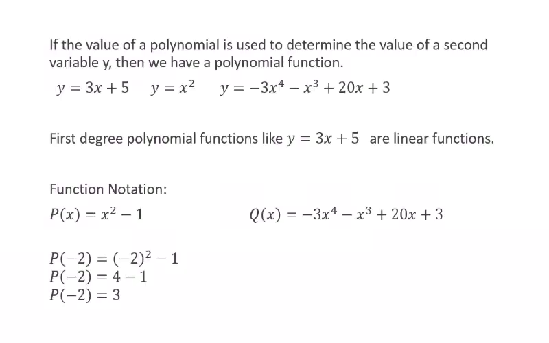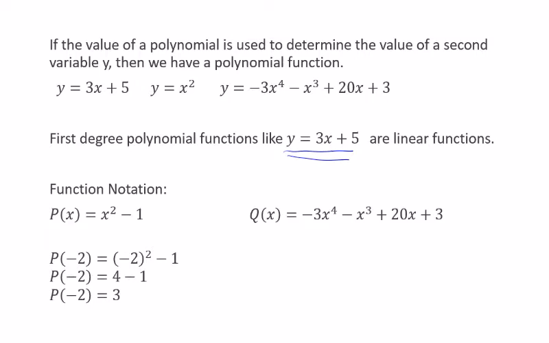So the value of a polynomial is used to determine the value of a second variable y. Then we have a polynomial function, right? If we have a variable, in this case, like I said, y equaling a polynomial, right? And so that's a polynomial function. We've dealt with polynomial functions before, right? We've talked about linear functions. And so that's where you have a first degree polynomial. And so, right, y equals mx plus b, that's a polynomial, usually a binomial there with the first degree, okay? And y is usually our output variable.